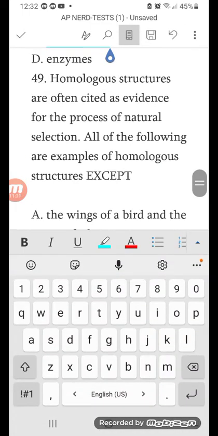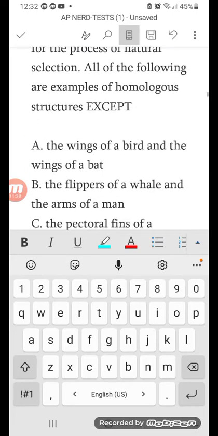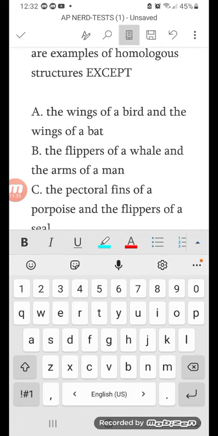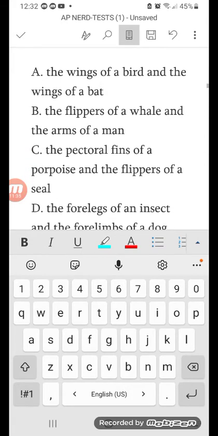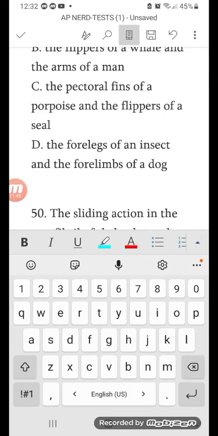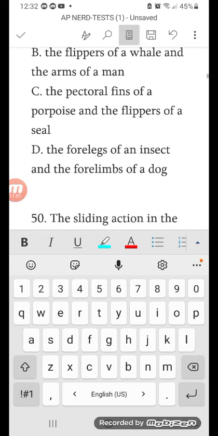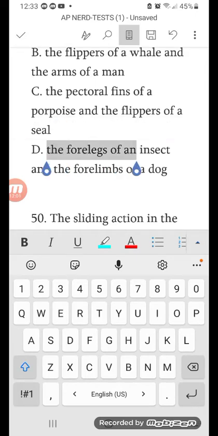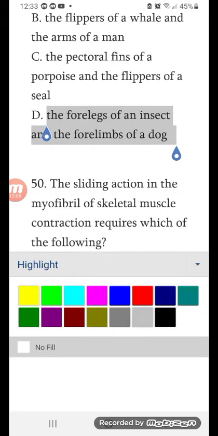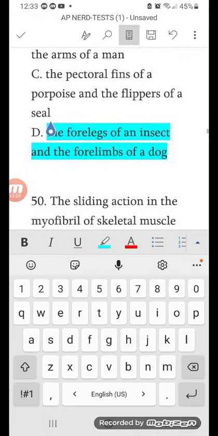Homologous structures are often cited as evidence for the process of natural selection. All the following are examples of homologous structures, except: a wing of a bird and the wing of a bat, the flippers of a whale and the arm of a man, the pectoral fins of a porpoise and flippers of a seal, the four legs of an insect and the four limbs of a dog. Of course, this question has two possibilities. A could be one of them, but the strongest one is D. They did not come from the same origin, because homologous structures came from the same origin but have different functions now.